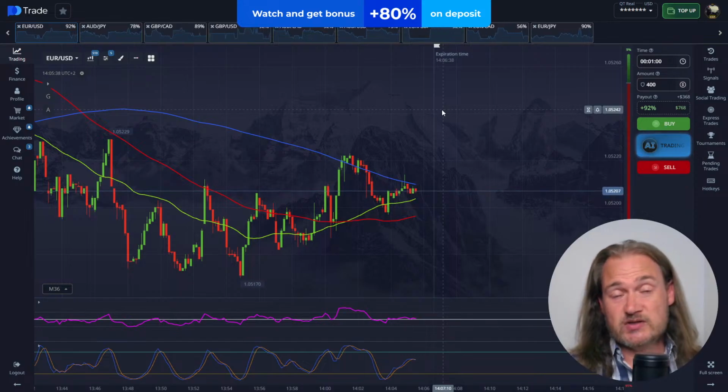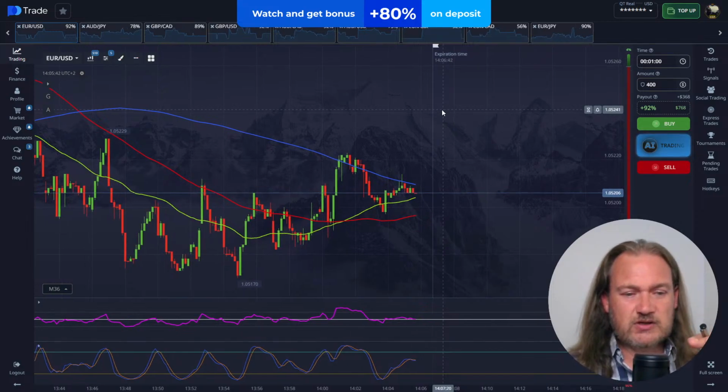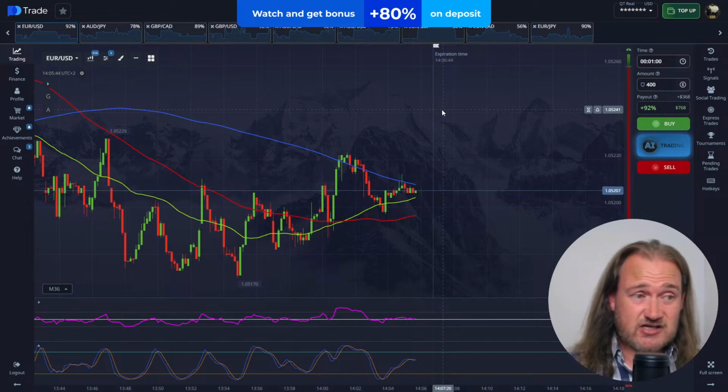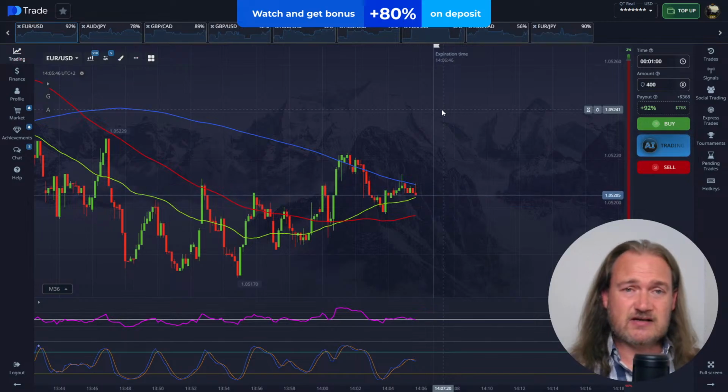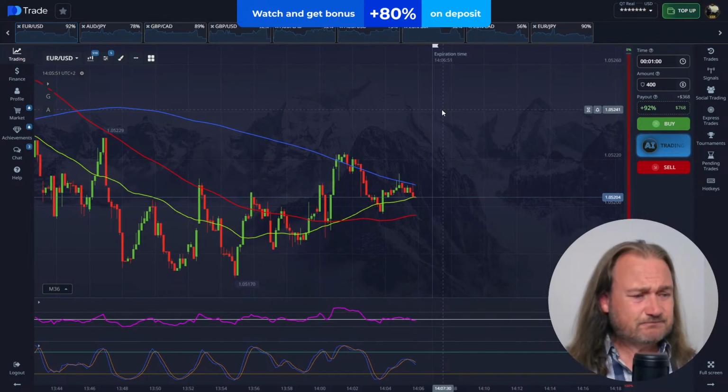As always, it's really important to exercise discipline and control. We don't take trades outside of our strategy just because we haven't had an entry for a long time.